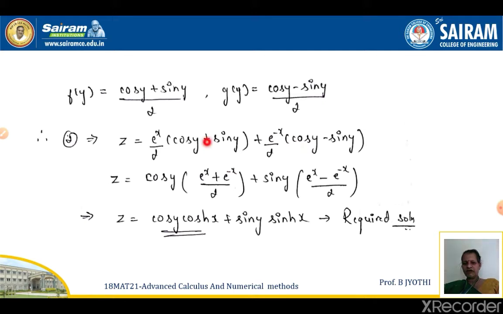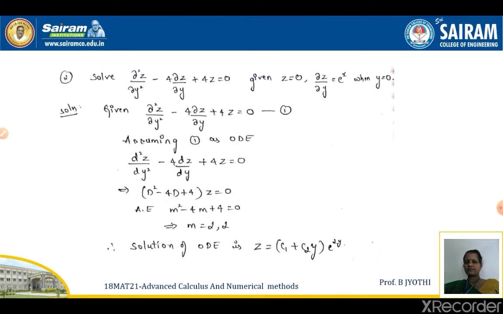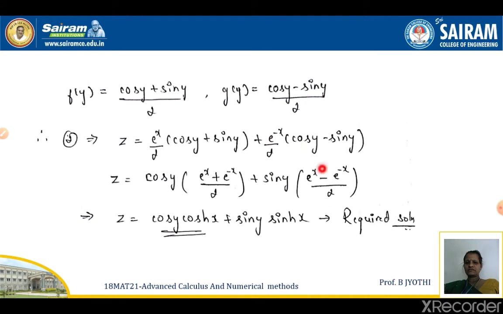Now among these two terms, we can take cos y as a common term. Taking cos y common, we get (e^x/2 + e^(−x)/2). Similarly, taking sin y common, it is multiplied with (e^x/2 − e^(−x)/2). We know that (e^x + e^(−x))/2 is cosh x and (e^x − e^(−x))/2 is sinh x. So this is the required solution.